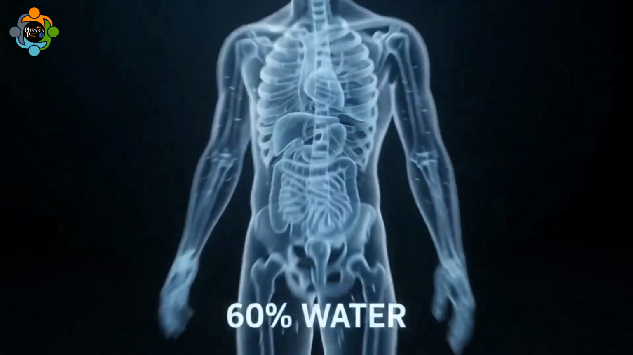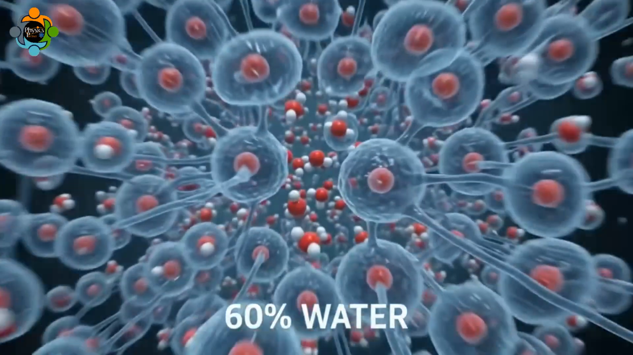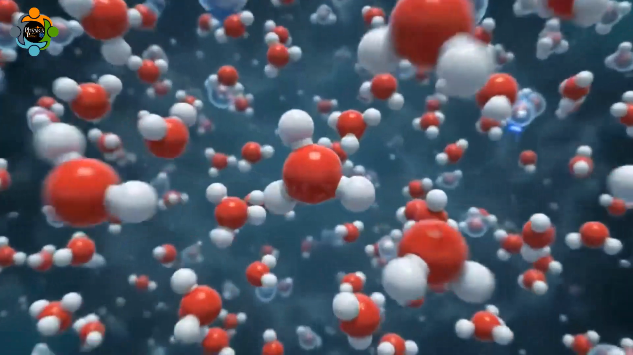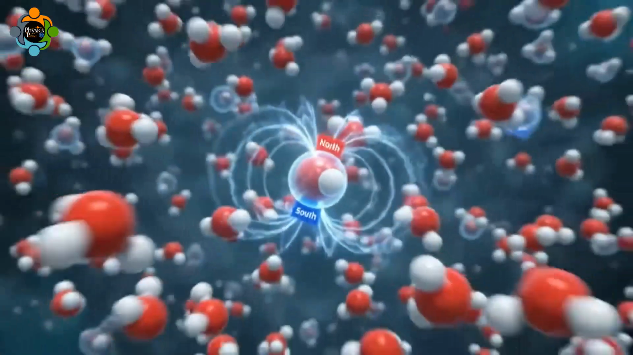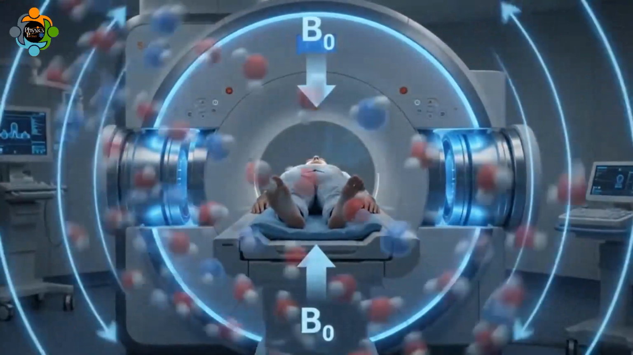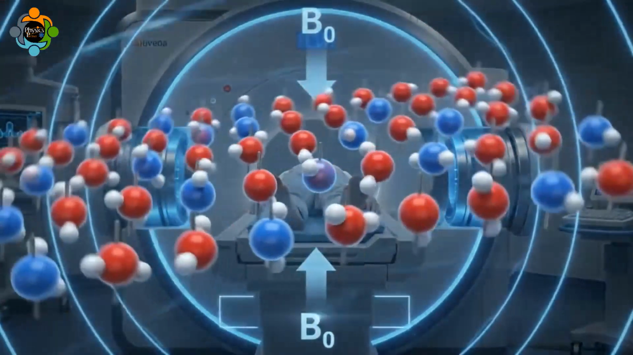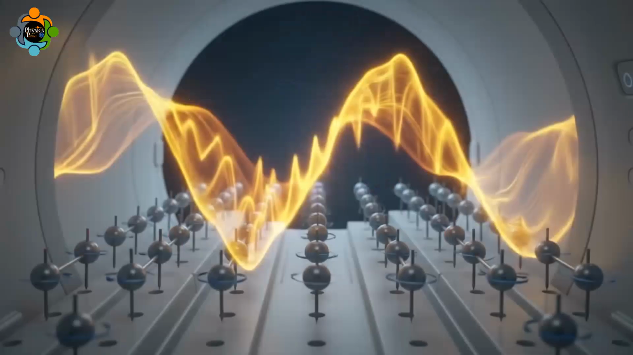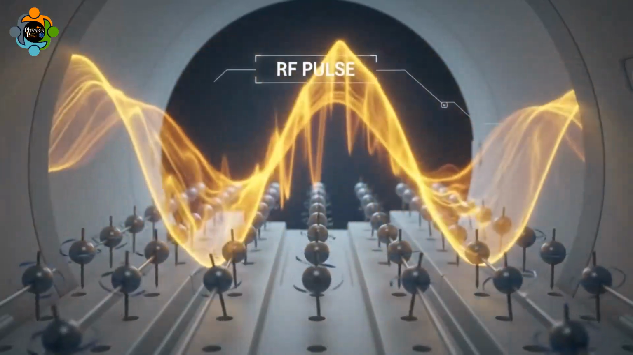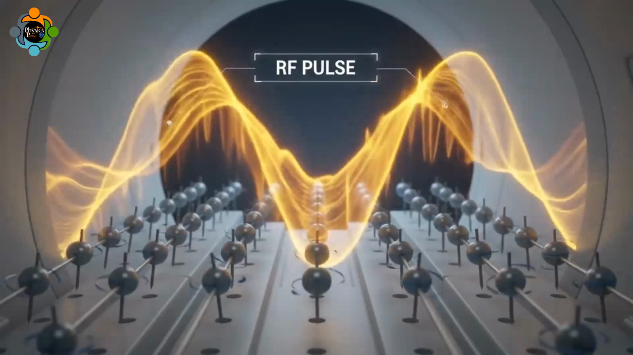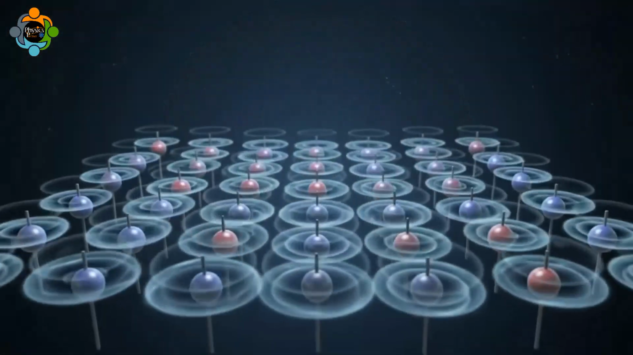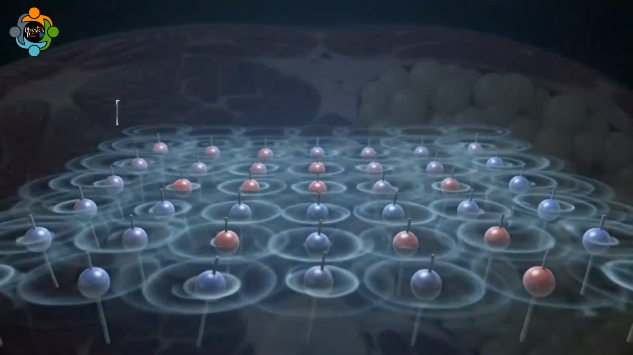Your body is mostly water, and every water molecule contains hydrogen atoms that act like tiny spinning magnets. In an MRI machine, a powerful magnetic field forces all these tiny magnets to align in the same direction. Then the machine sends a pulse of radio waves to knock them out of alignment. When the pulse stops, the hydrogen atoms relax back, emitting a tiny radio signal of their own.